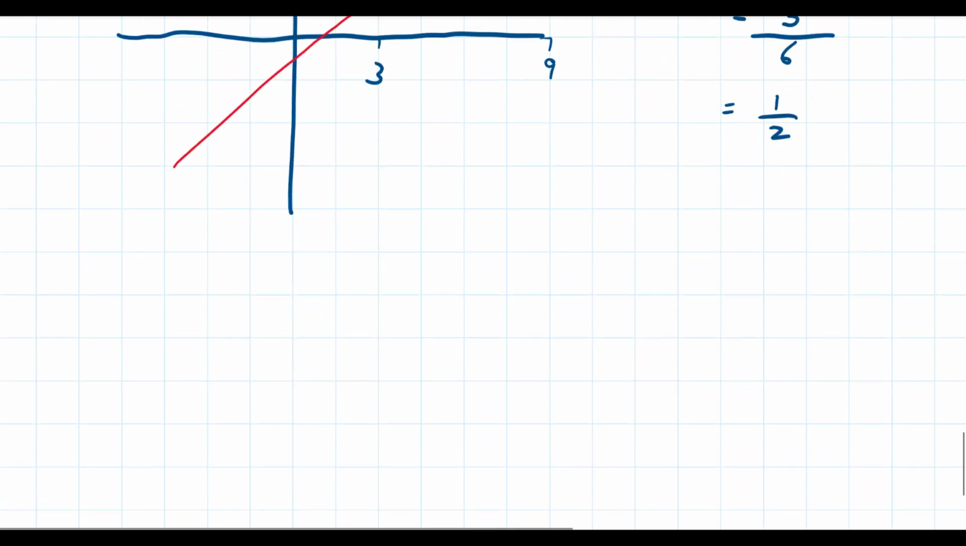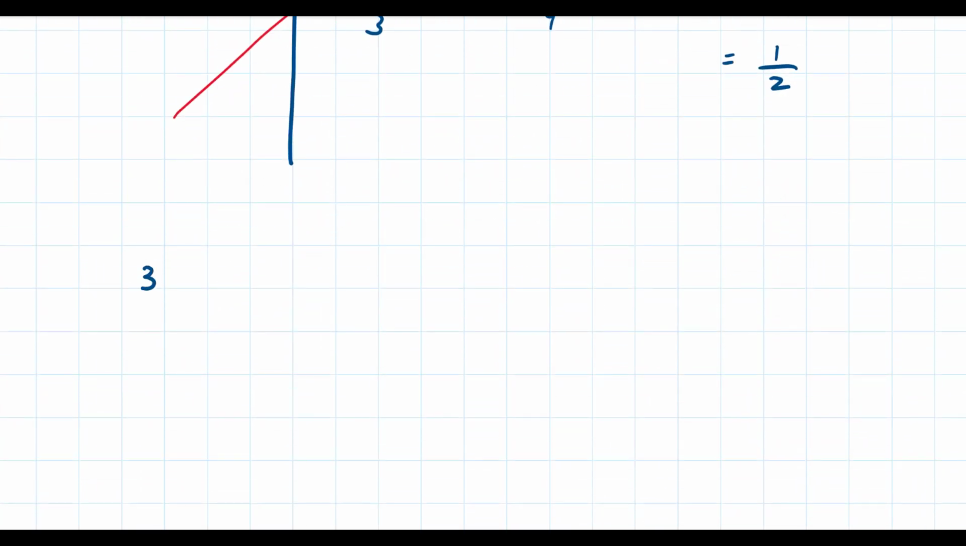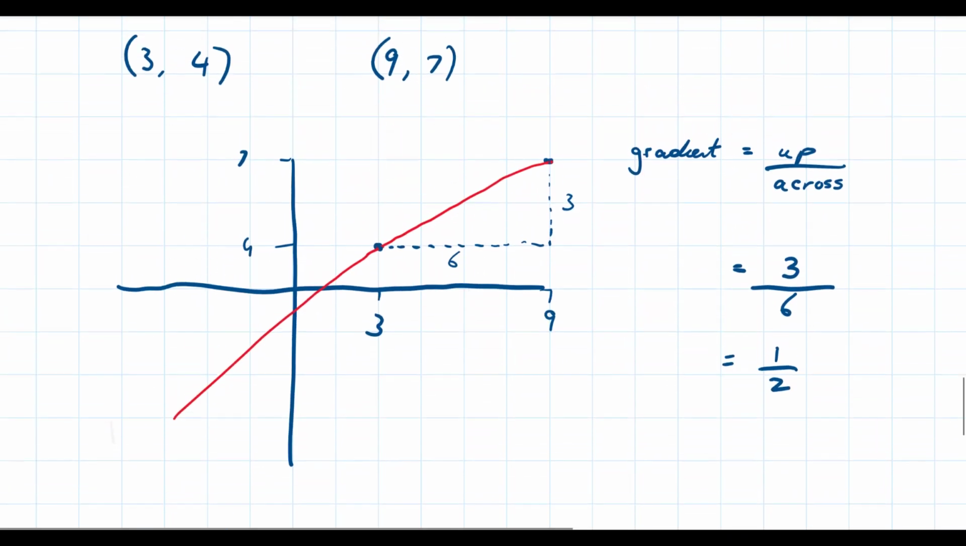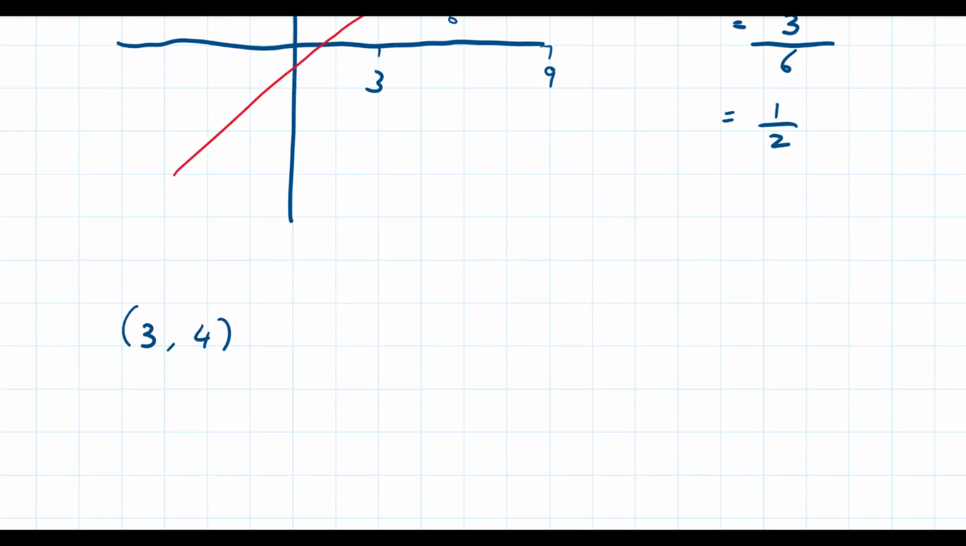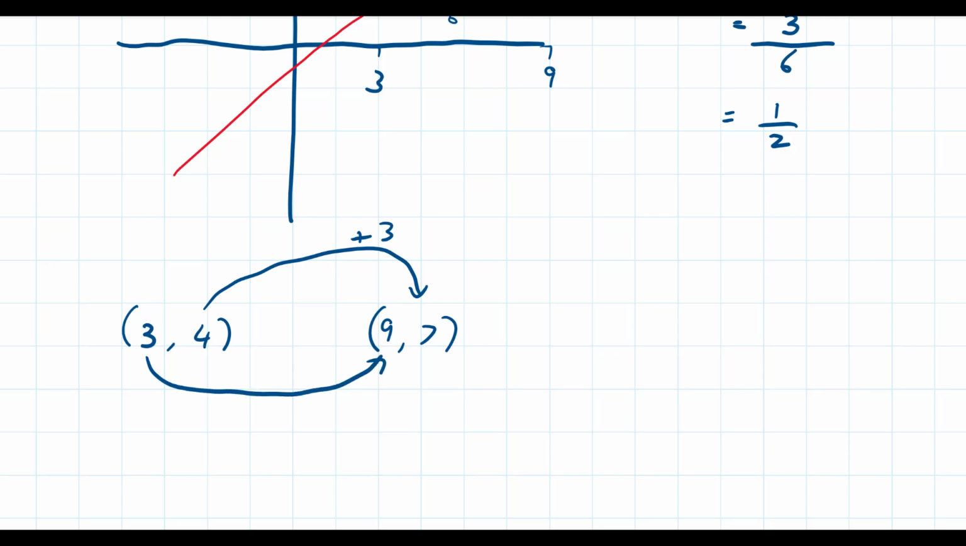Now, you could think of this slightly differently. You could just write down the coordinates and not draw the triangle and the line, so (3, 4) and (9, 7). And you could just look at the y coordinates and say, how did I get from here to here? I added 3. And how did I get from here to here? I added 6. So my x coordinates involved adding 6, my y coordinates involved adding 3.